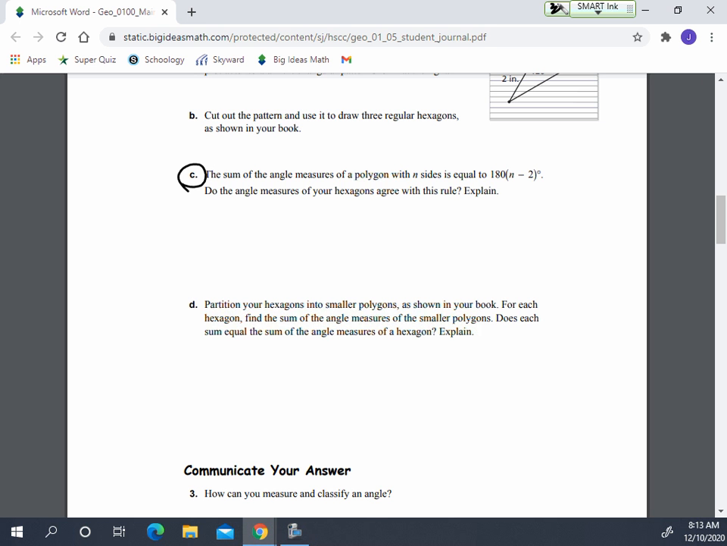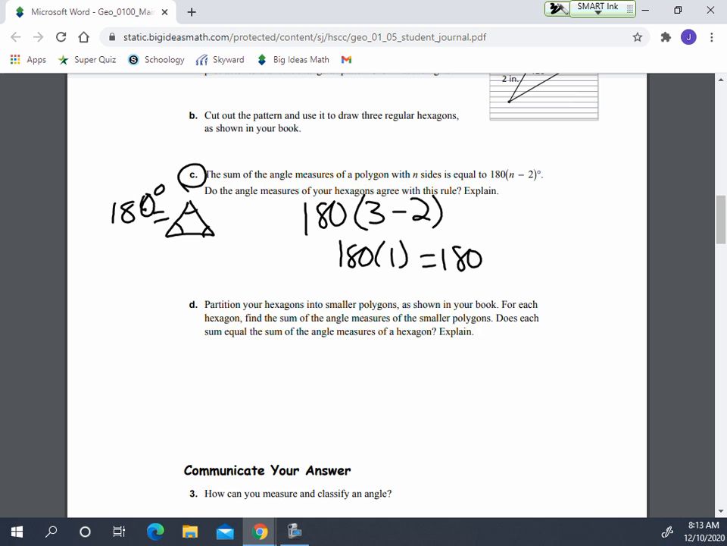Let's talk about a triangle. The triangle's interior angles should add up to 180 degrees, right? So let's try this out. If we take 180, multiply, how many sides does a triangle have? 3. We subtract 2. What's 180 times 1? That's equal to 180.